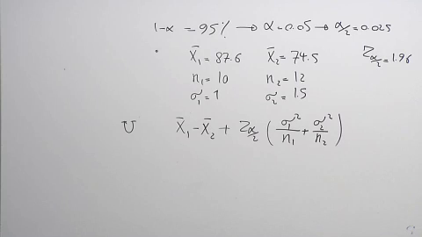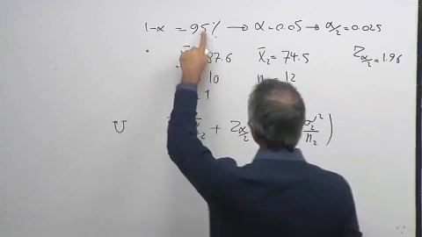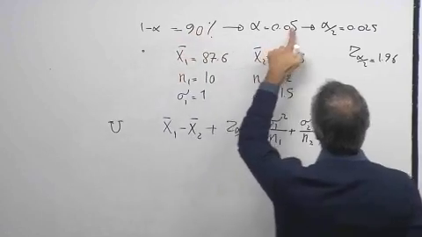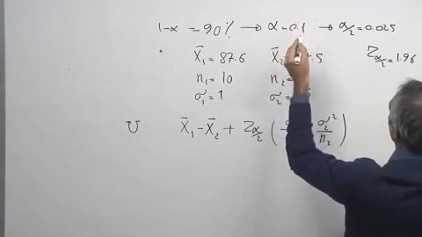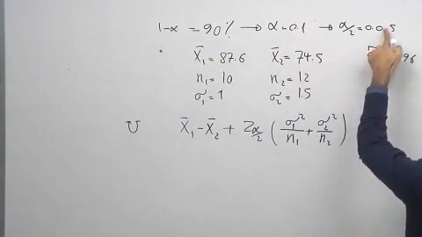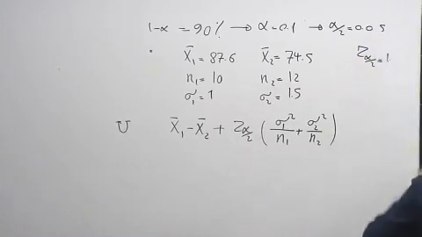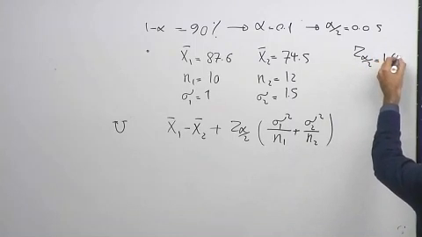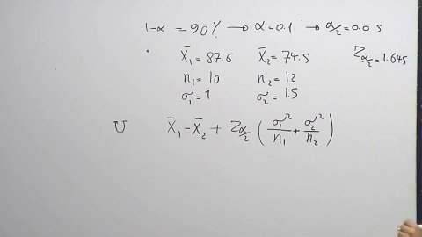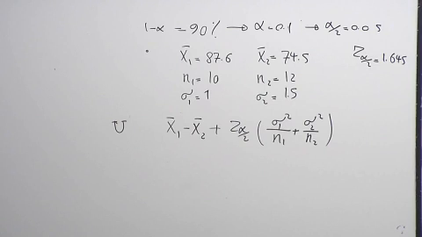Oh, yeah. Sorry. So it's 0.1. This alpha is 0.05. And I think this Z would be 1.645. Okay.